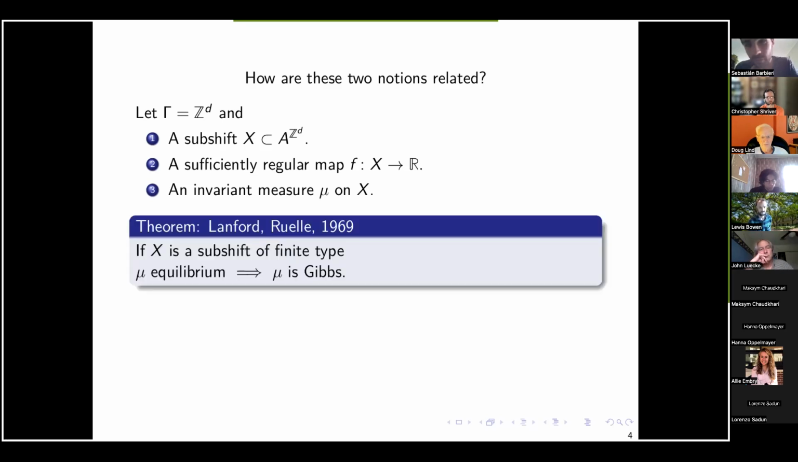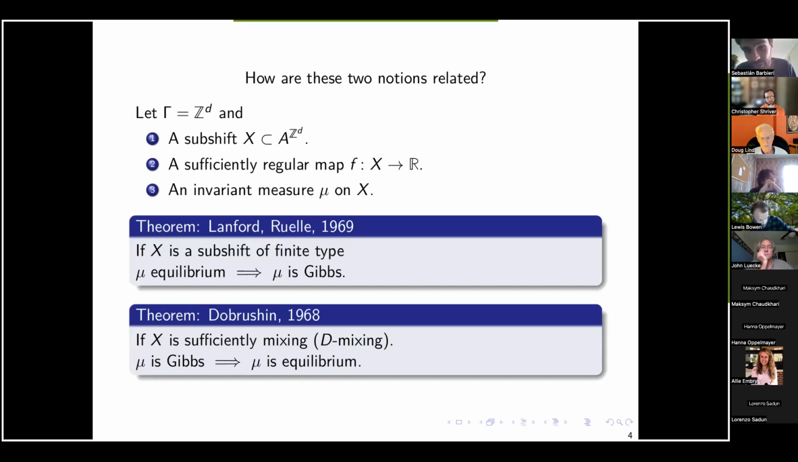And there are two theorems. One is a theorem by Lanford and Ruelle from 1969 that says that if X is a subshift of finite type, then equilibrium measures are automatically Gibbs. So these measures that you obtain by globally maximizing the topological entropy of the subshift plus the integral of the weight are automatically going to follow Boltzmann's distribution locally. Okay, and that's what's called the Lanford-Ruelle theorem.